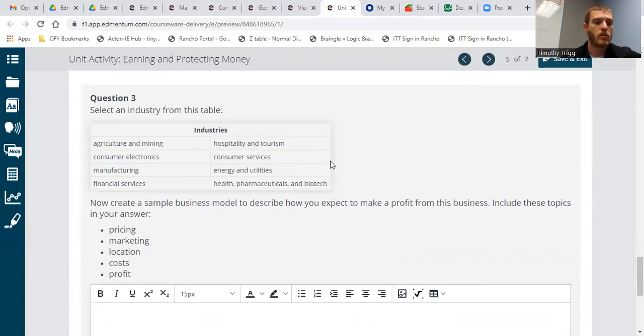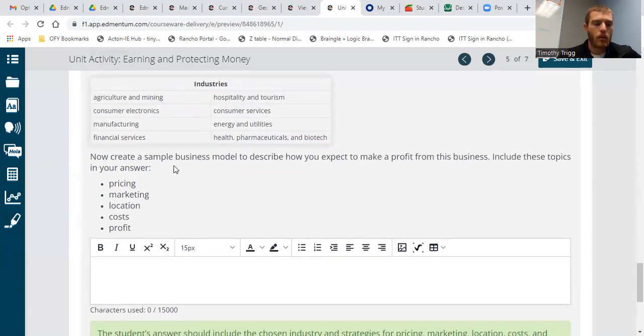Okay. Question 3, select an industry from this table. Okay, you get to pick one of these: agriculture and mining, consumer electronics, and so on. I would suggest you don't even have to pick necessarily one of these, but pick something that you at least know something about. Okay, so if you know about electronics, then maybe go with this one. If you know about hospitality and tourism, then go with this one. Okay. Create a sample business model to describe how you expect to make a profit from this business. Include these topics in your answer. So pricing, marketing, location, costs, and profit.